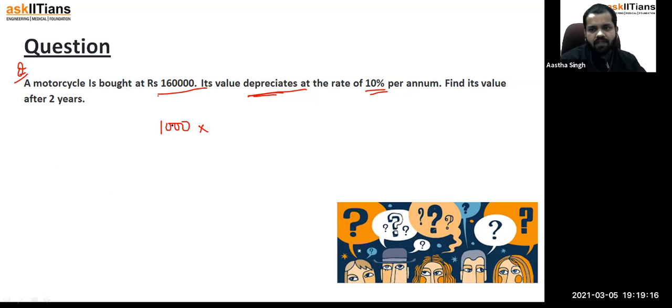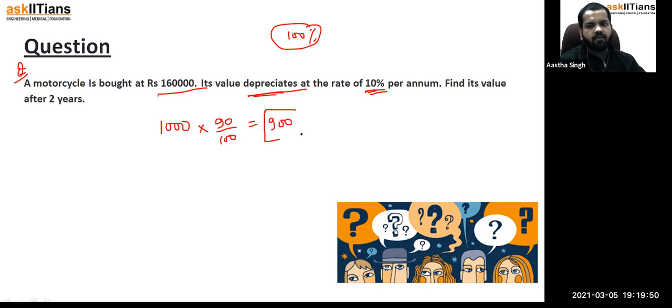And if its value depreciates at the rate of 10%, it means its value decreases by how much? 10%. So if its value decreases by 10%, then how much will remain? 90%. Guys, you have 100%, right? And its value depreciates 10%. So what remains is 90%. So 90 by 100. So your bike value just reduced to what? 900. I think you got the point, right? This is what happens.